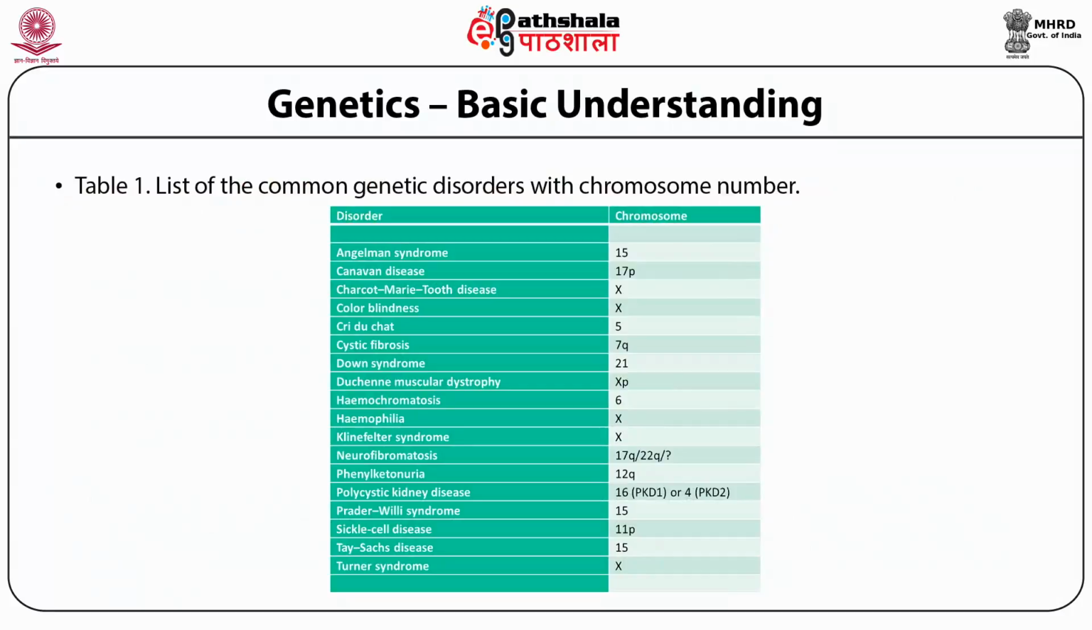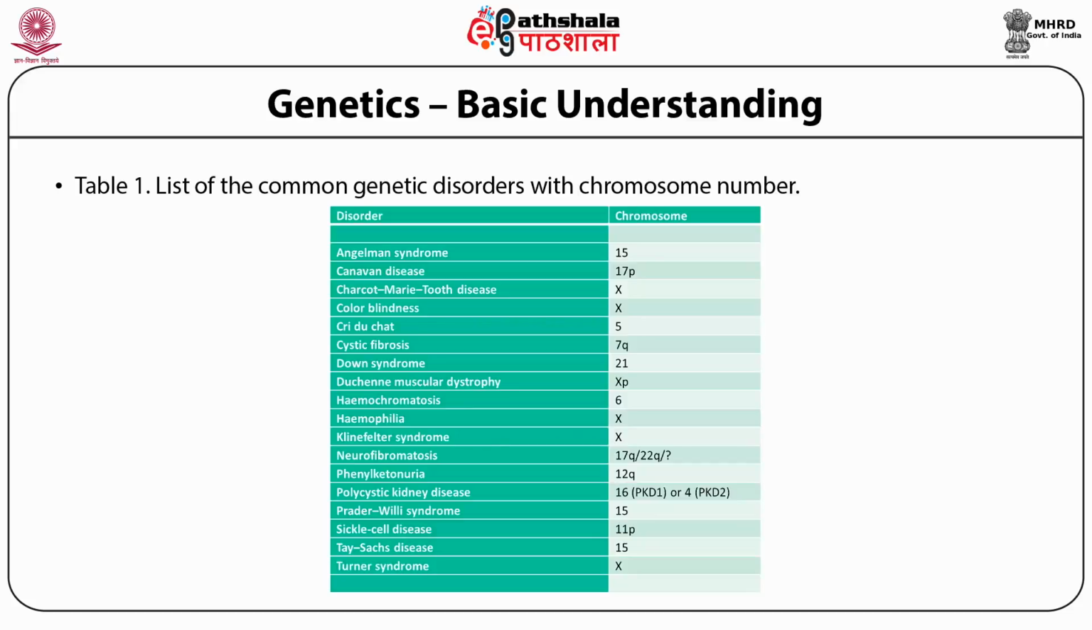Table 1 below lists a number of more common genetic disorders. The table lists common genetic diseases and chromosomes. Here we will see in table number 1, on the left side the disorders are there, and on which chromosome this gene has been identified. For example, Angelman syndrome is on the 15th chromosome.